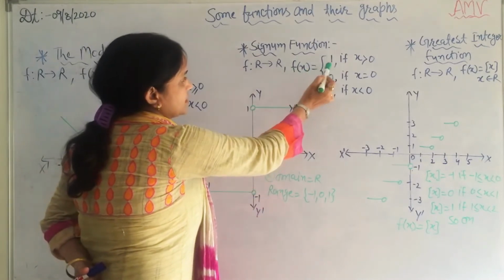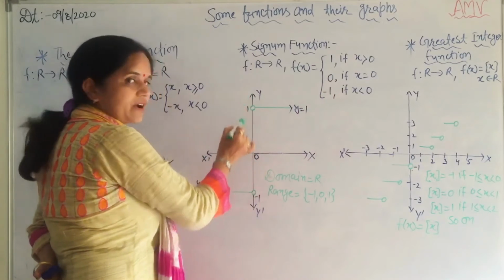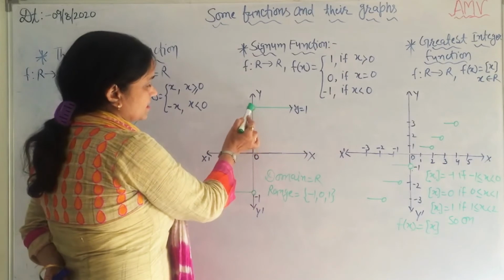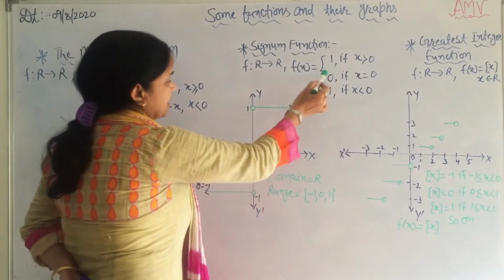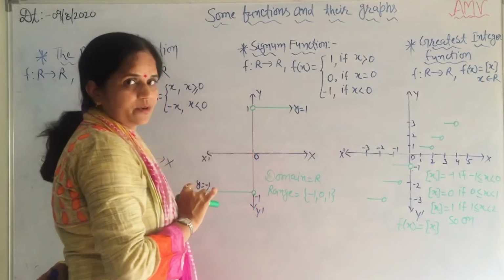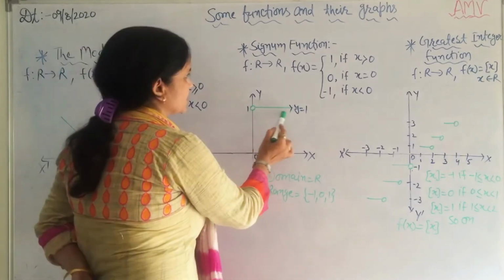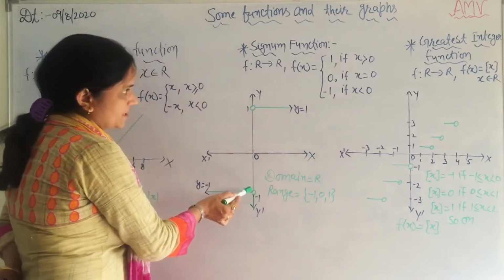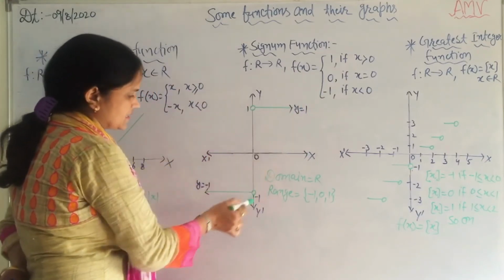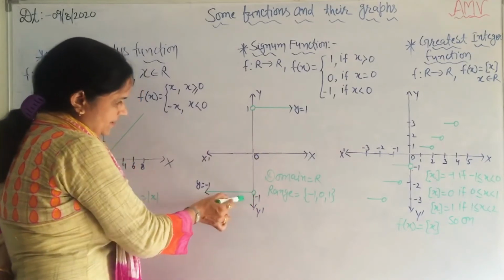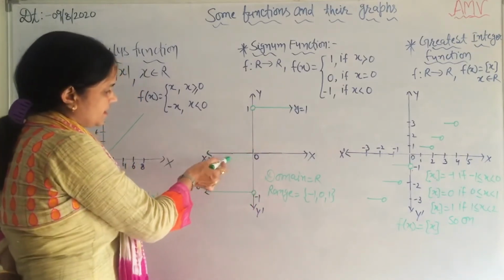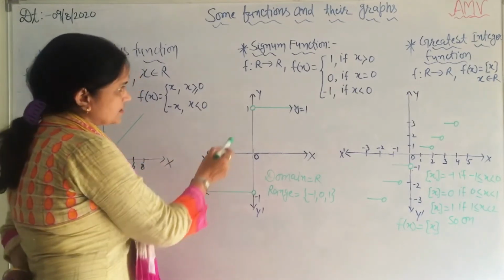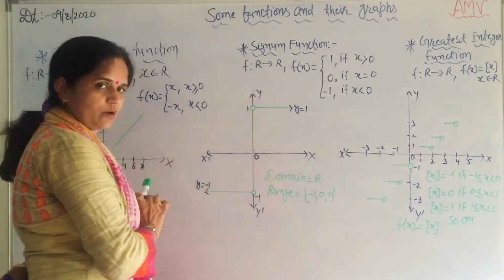This value f(x) is equal to 1, so we have to show it on the y axis. Here it is, 1, on the y axis, and this hollow circle represents that 1 is not included. So for x less than 0, the value on the y axis is minus 1. All values of x less than 0 means all negative values of x, and the graph is parallel to the x axis, since f(x) is only minus 1.